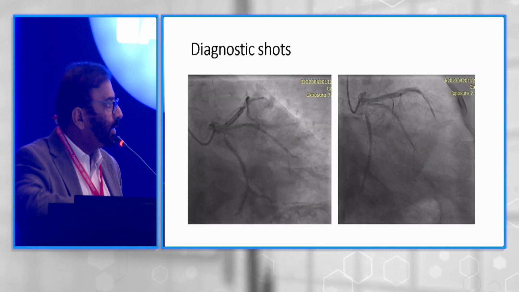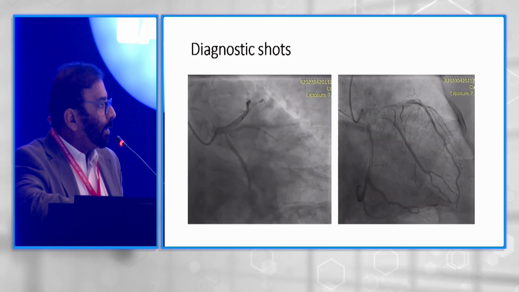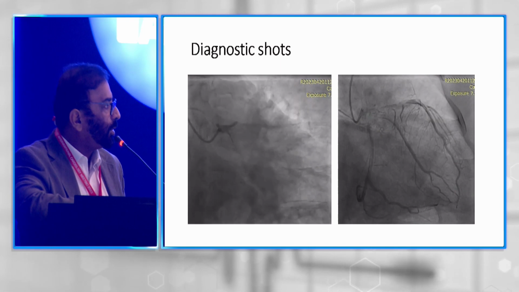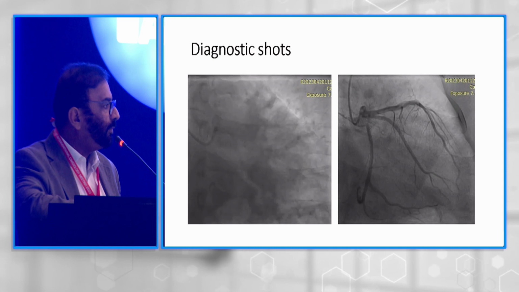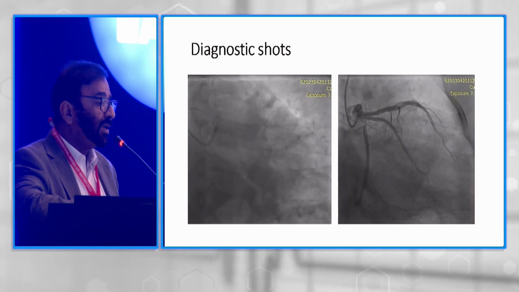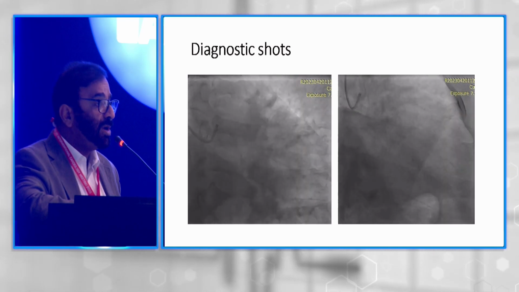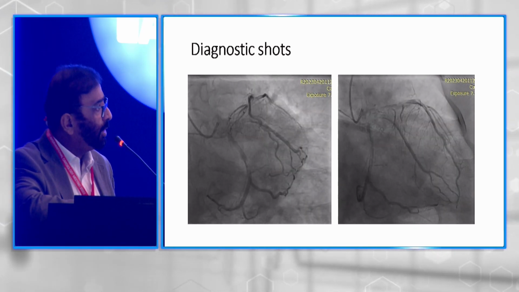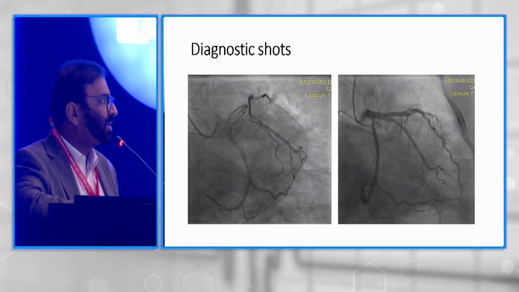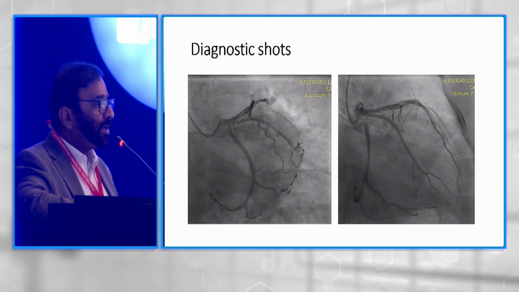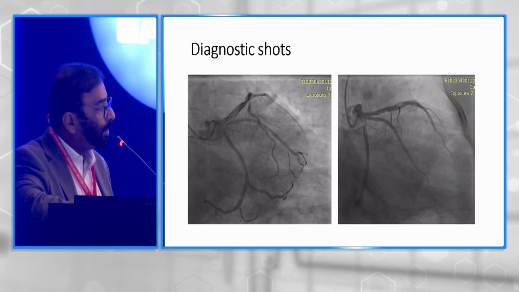So this is the first shot. You can see it's an epicaudal and an RAO caudal view. From the first shot, you can see it's an almost normal looking left main. It's a trifurcation, and this circ is a tight ostial lesion, and it's a dominant circ. Then we have an intermedius, which looks like it has mild to moderate disease, and the LAD looks disease-free as far as the ostium is concerned.